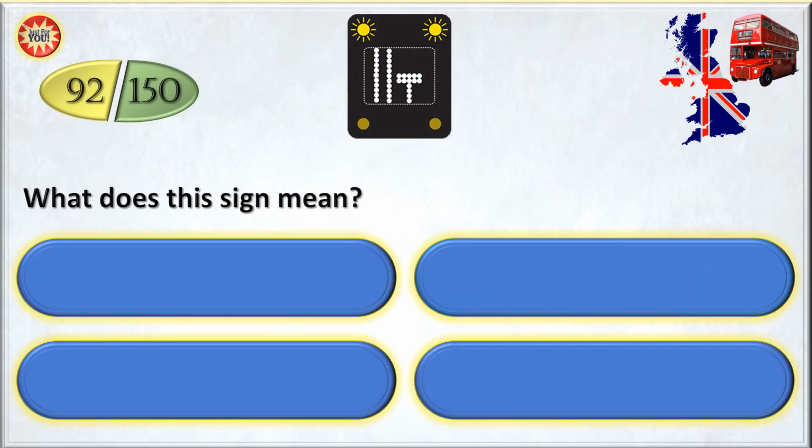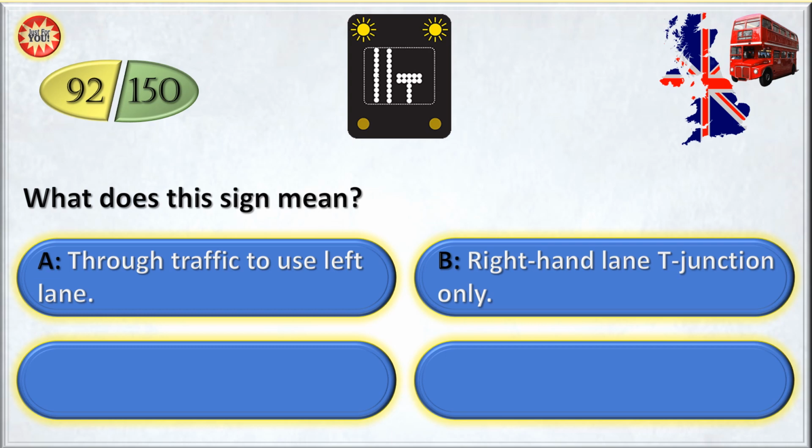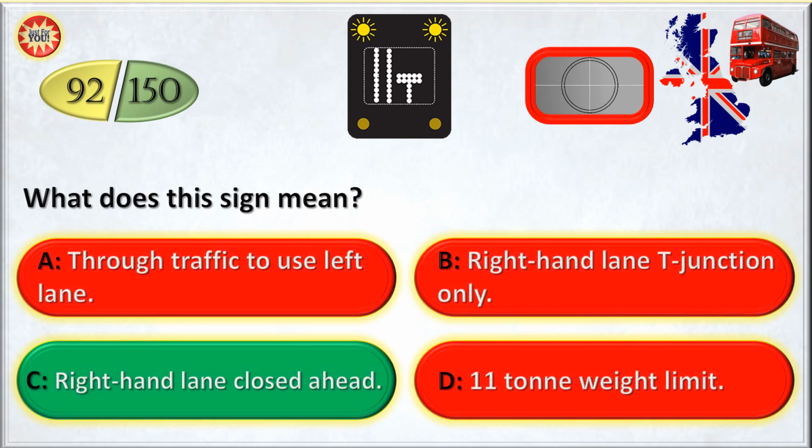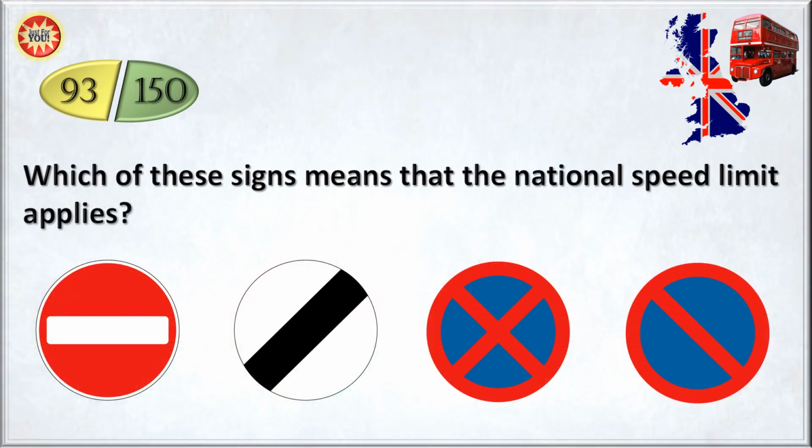What does this sign mean? Through traffic to use left lane. Right-hand lane T-junction only. Right-hand lane closed ahead. 11-ton weight limit. Right-hand lane closed ahead. Which of these signs means that the national speed limit applies?